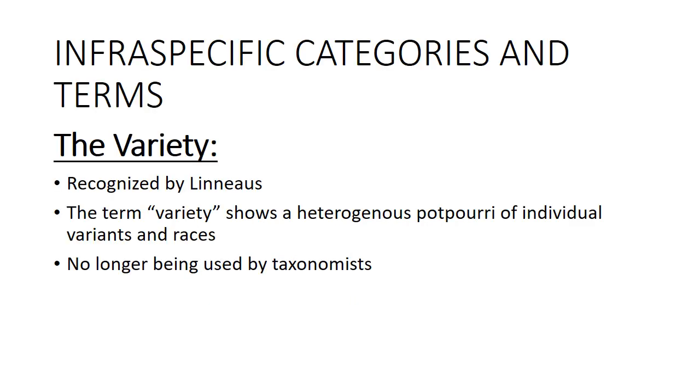The first infraspecific category and term is the variety. Variety is a term which is used for intrapopulational variation. The term variety is no longer being used by taxonomists. It is basically a heterogeneous potpourri of individual variants and races. We can take an example of rice, for which we generally use the word variety, saying that this variety of rice is not so good as compared to the other variety. So variety is not a taxonomic term.